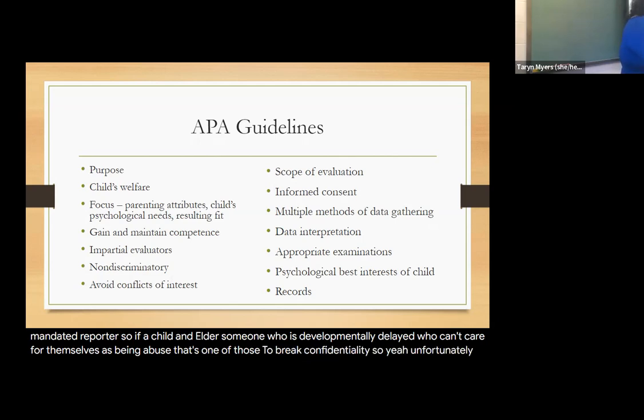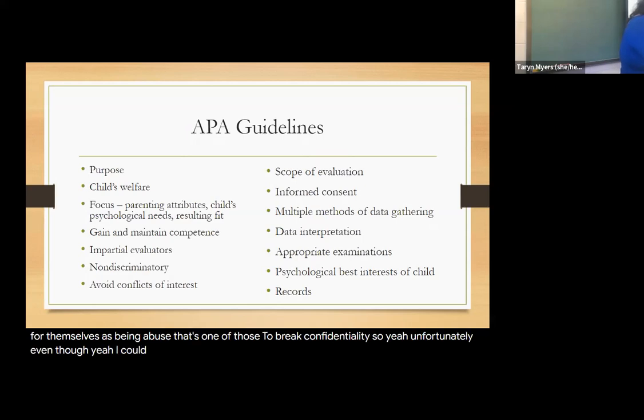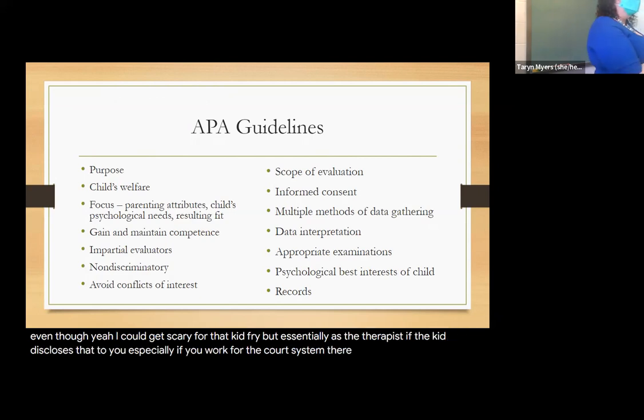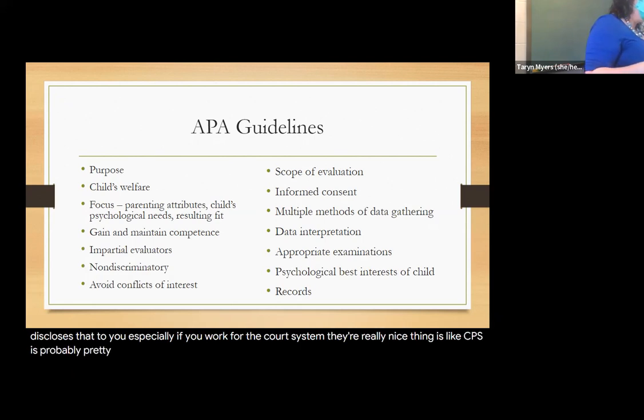So yeah, unfortunately, it could get scary for that kid, right? But essentially, as the therapist, if the kid discloses that to you, especially if you work for the court system, the really nice thing is CPS is probably pretty close by, right? And so you would get them involved right away. Essentially try to get the child out of that environment right away.